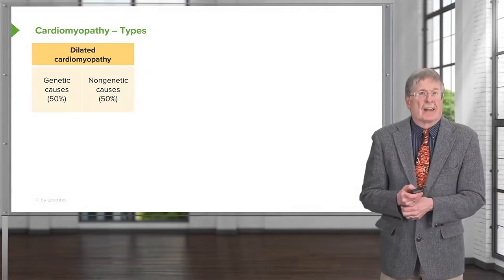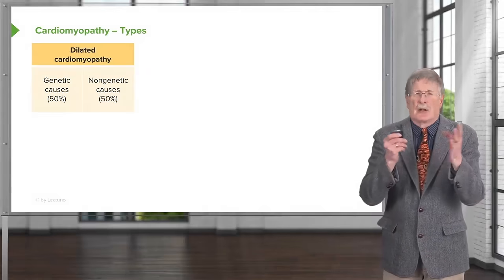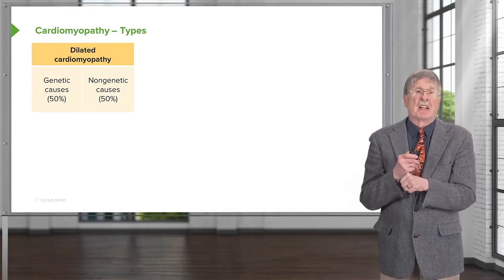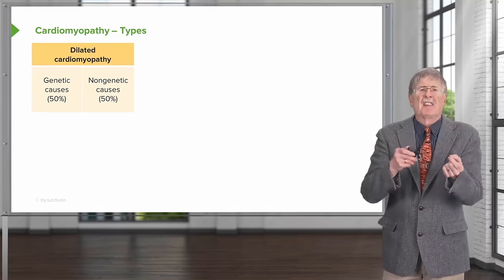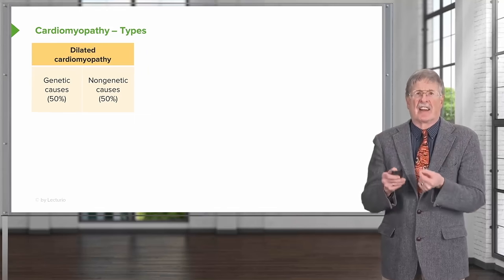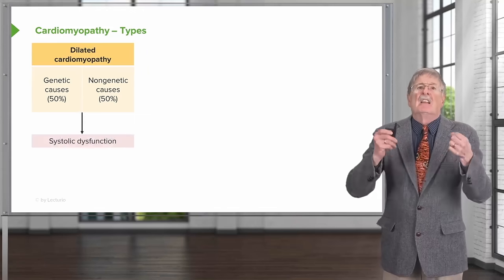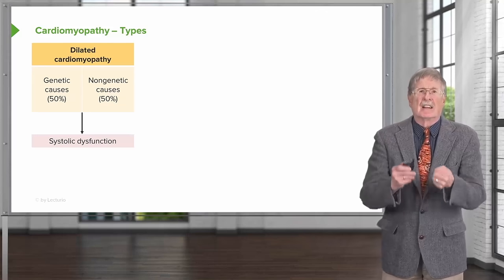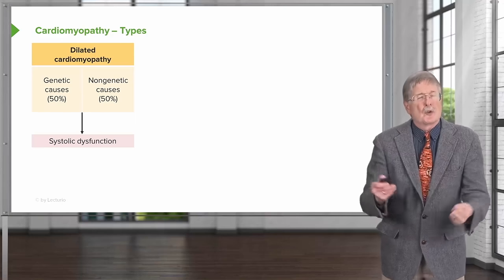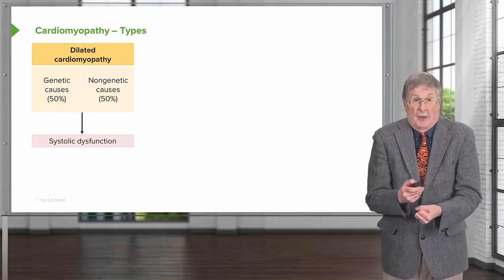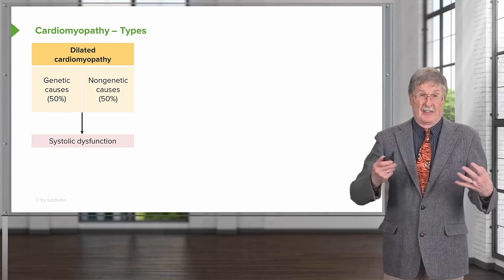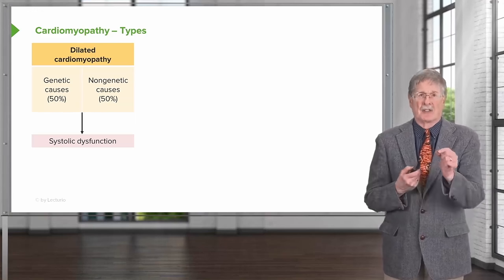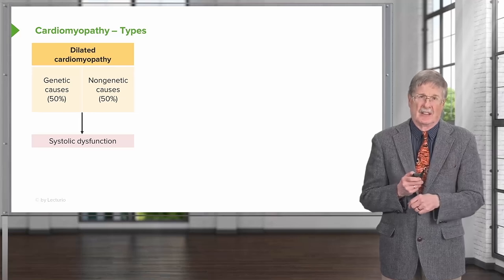Let's start first with dilated cardiomyopathy. In general, it's split about 50-50. The numbers change because we're finding more genetic causes, but roughly 50-50 genetic causes and non-genetic causes. These dilated cardiomyopathies cause systolic dysfunction. So they don't squeeze very well. They actually fill pretty well. They're pretty floppy, so they fill okay. They just don't squeeze the blood out. So ejection fractions will be markedly diminished.